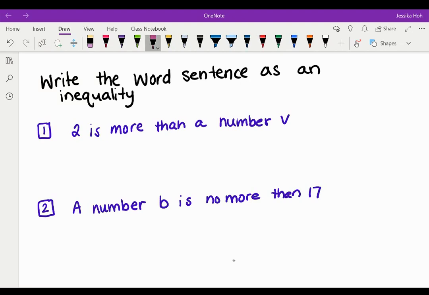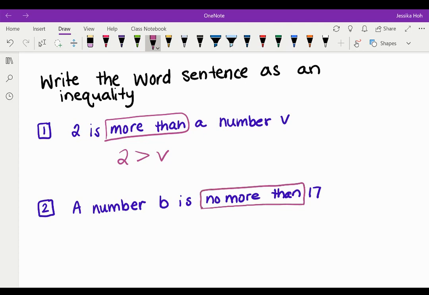At this time, it would be great if you would have your inequality chart next to you so you know what each inequality stands for. So 2 is more than a number v. You're just going to write the variable v. A number b is no more than 17. If something is no more than, that means it can be that number or less.